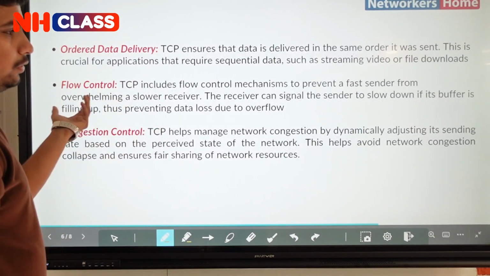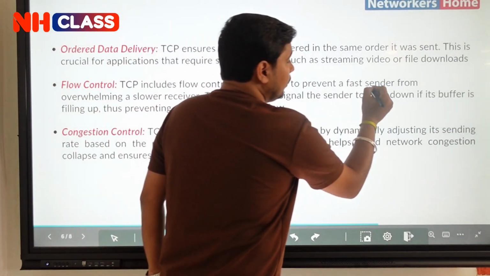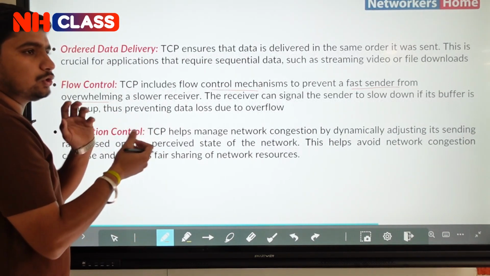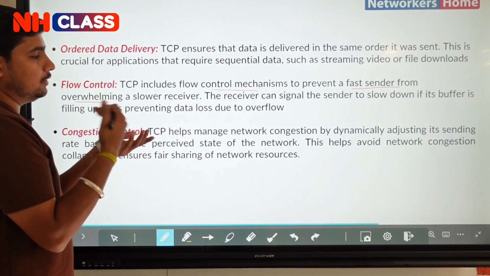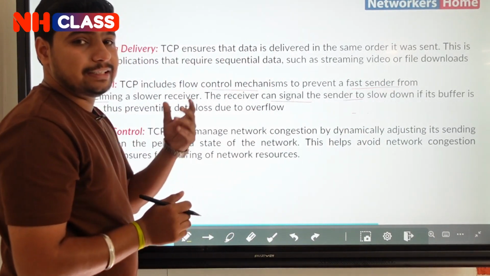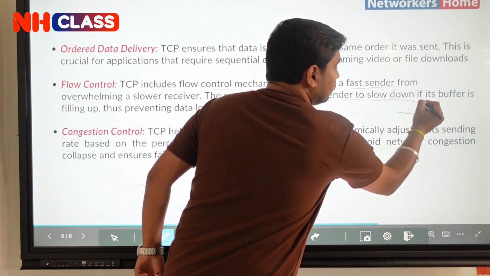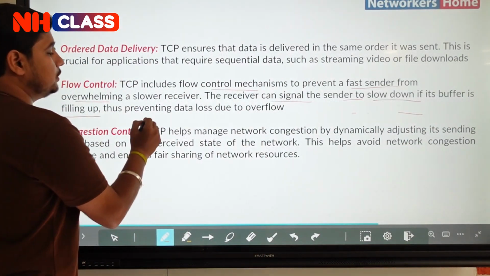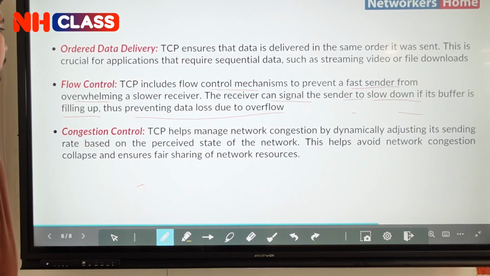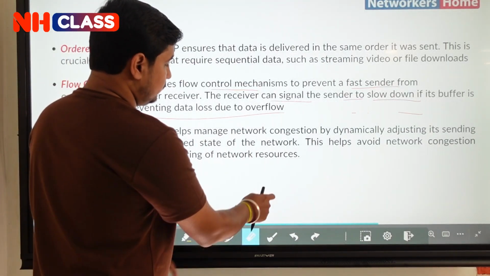So how would TCP deal with this? TCP includes a flow control mechanism to prevent a fast sender from overwhelming a slower receiver. So the sender would be the faster and the receiver would be the slower. The receiver signals the sender to slow down if its buffer is filling up, thus preventing data loss due to overflow. Okay, so this is the concept which we have in TCP. Very important from an interview perspective.